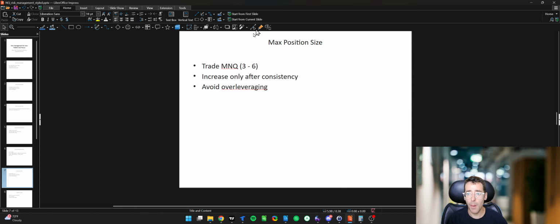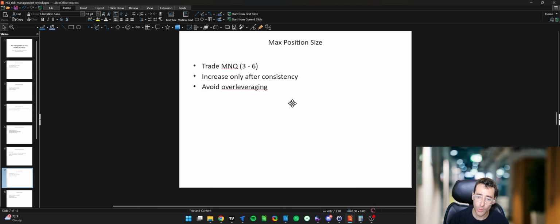So now we're going to talk about max position size. If you're trading a 50K account, don't be full porting 5 NQ. Okay, you're just going to blow account after account. Trade MNQ. I know it's more boring, and people want to hit their profit targets. They want to get paid out. They want to do all that. Slowly is the fastest way, guys. Slowly is the fastest way, especially when you're trading these 50K accounts.